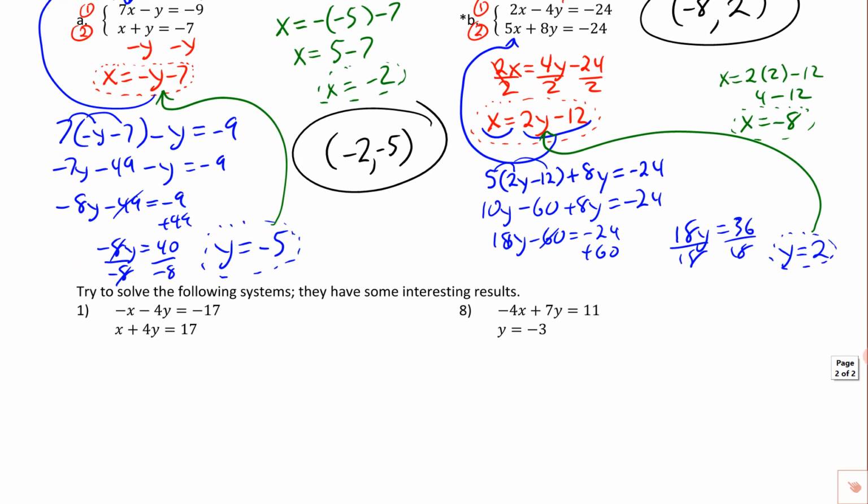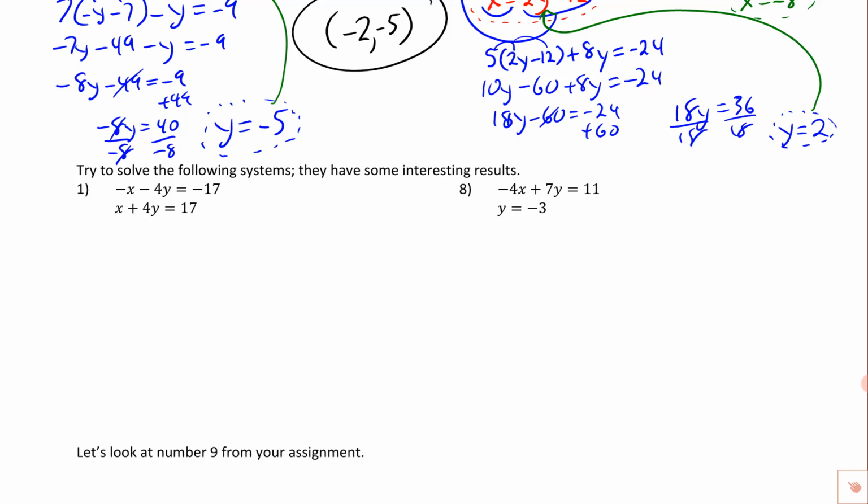Okay. Let's take a look at some from the assignment. This is problem number 1. And on problem number 1, if we had to pick a variable to get by itself, I would say that this one is the easiest. So we've got equation number 1 and equation number 2. I'm going to take this one and I'm going to subtract 4y from both sides. So we're going to get x equals, this would be negative 4y plus 17.